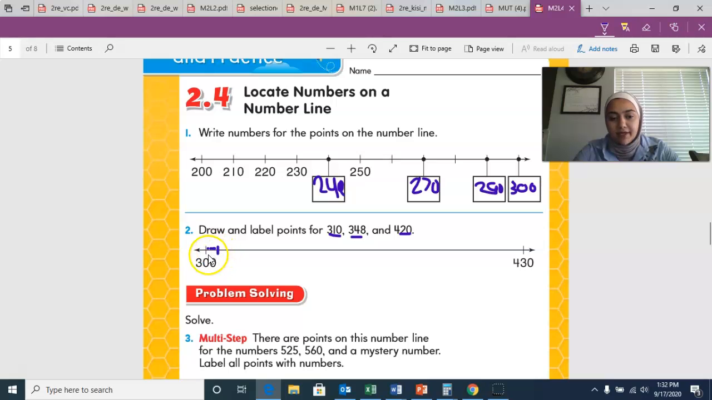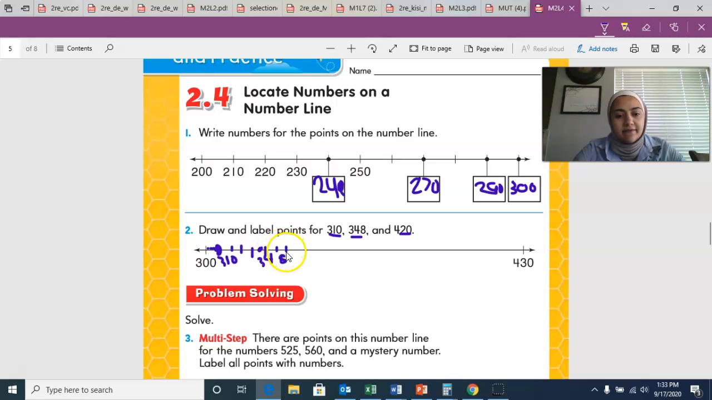So here is 300, here's 310. So it says find 310. 310 would go right there. And you'd write 310, okay, and then 320, 330, 340, 350, oh, well, hold on, 348, if this is 340 and this is 350, 348 is pretty close to 350, so I would write 348 here, 348. Okay, we said this is 350.